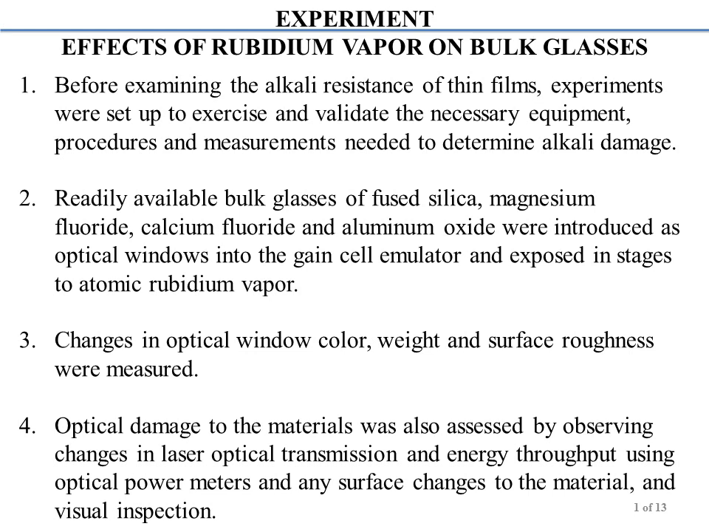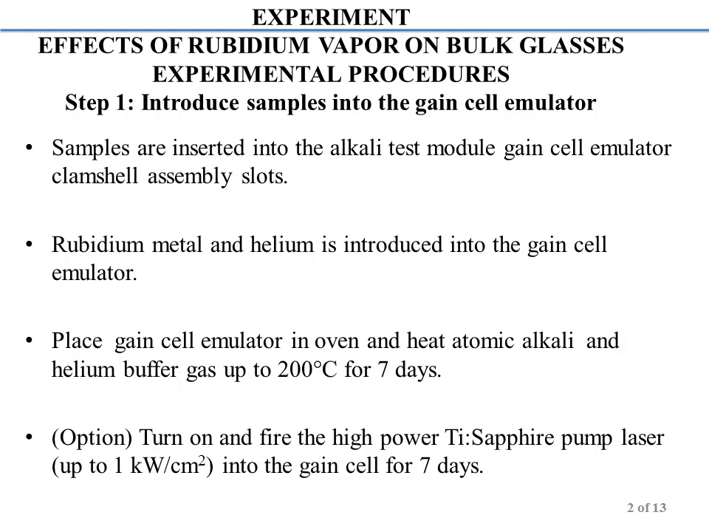In step one, we basically introduce samples into the gain cell emulator. In the next slide, we introduce, as part of the experimental procedure, samples into the gain cell emulator. We put the witness samples into the clamshell assembly and load them into the gain cell emulator, and rubidium metal and helium are introduced into the gain cell emulator.